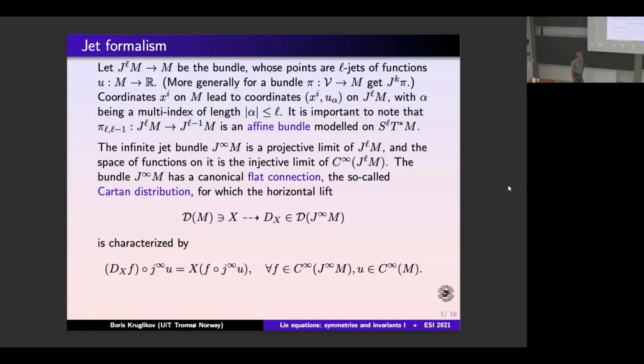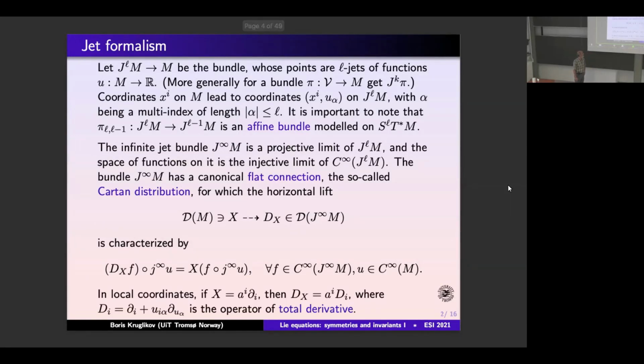And if you'd like to define this flat connection, then here's the lift. If you take a vector field on the base, then you just differentiate any function along it, and this gives you actually a derivation of functions, which is a vector field, but now on infinite jets. This can be written as follows in the formula below. If you take any function on jets and you differentiate it, and then restrict to the jet lift of any function, it's the same as if you first take the function, restrict it to any jet, then you get a function on the base, and then differentiate.